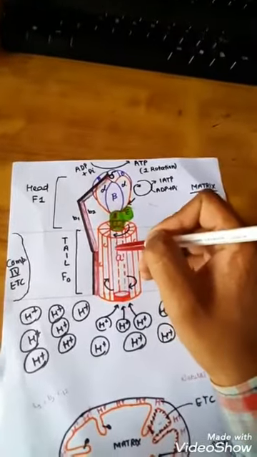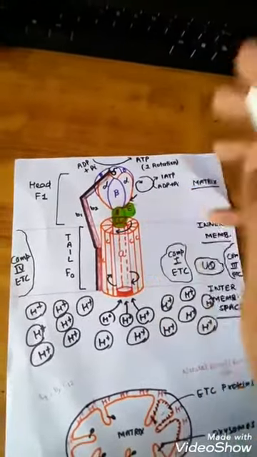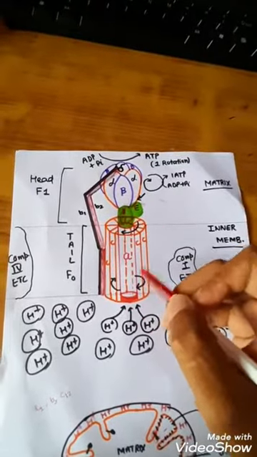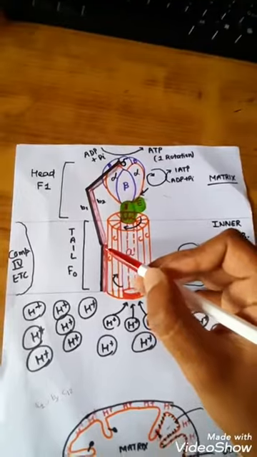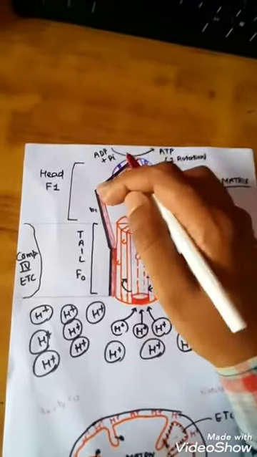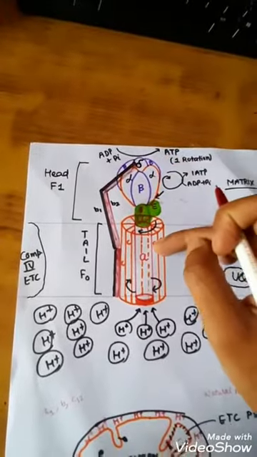The protons will not enter into the C, but the C are surrounding the A, and A is singular in number, and the protons will enter from the A component. The B component, which is present in two numbers, B1 and B2, makes a stator between the head F1 and the F0.